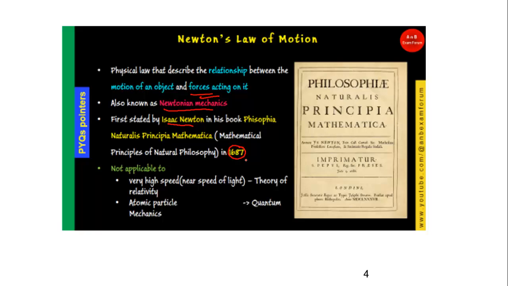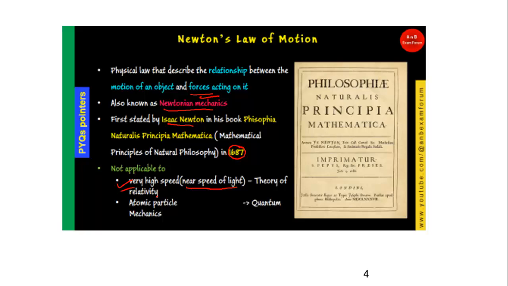So in 1687 this book was published, Philosophiae Naturalis Principia Mathematica, which means mathematical principles of natural philosophy. This book is written by Sir Isaac Newton. And the very important thing about Newton's laws of motion is that they are not applicable to those objects which are at very high speed, that is, near the speed of light. For this, the theory of relativity comes into the picture.